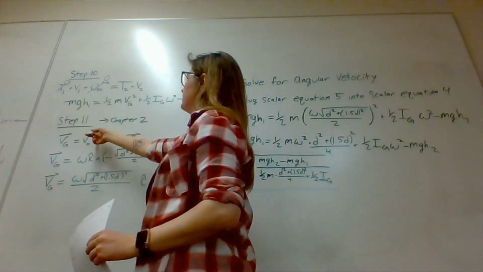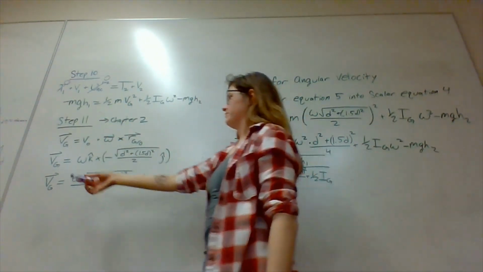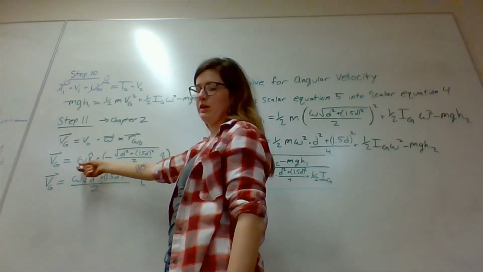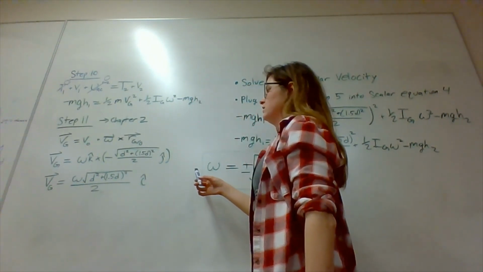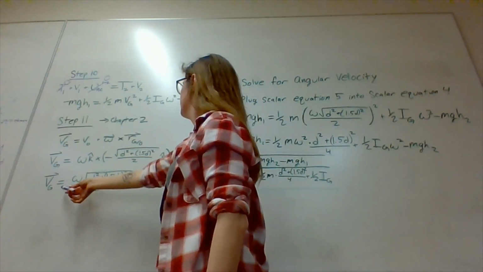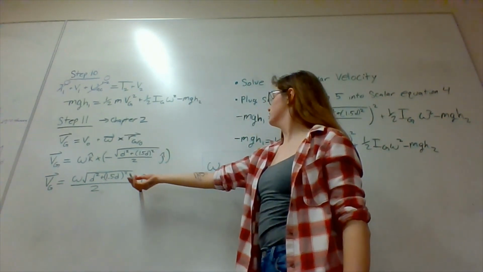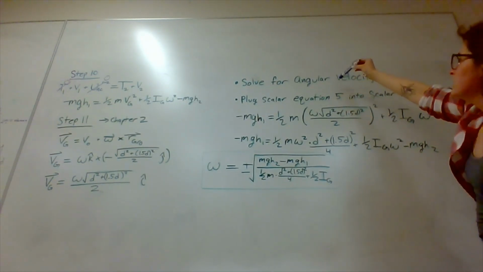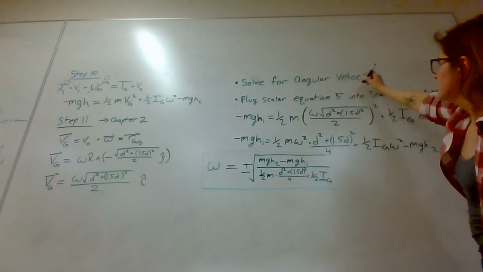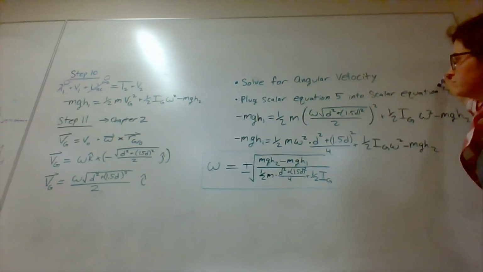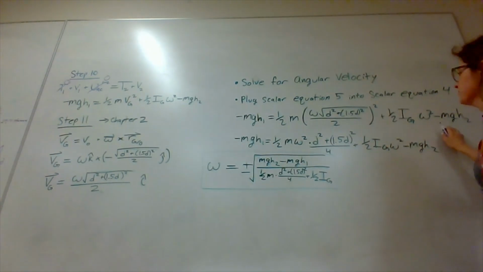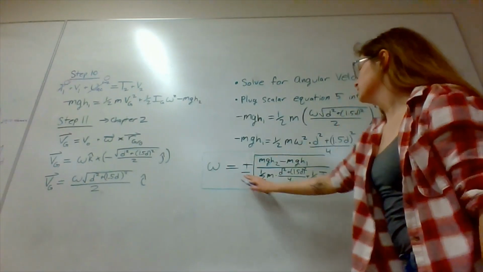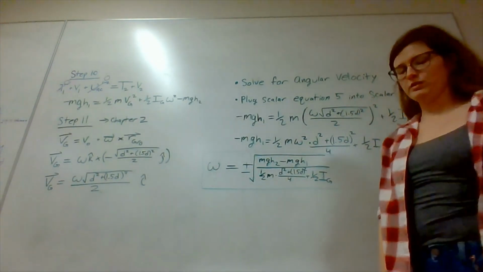So we have to do a step 11 and use an equation from chapter 2, which is this velocity equation, because it has the angular velocity that we're solving for. Then we solve for it, and it's in the I direction. So then to solve for the angular velocity, we have to plug scalar equation 5 into scalar equation 4, and that's what this is here. And then you just solve and set the angular velocity equal to everything else. And then plug in your numbers and you have your solution.